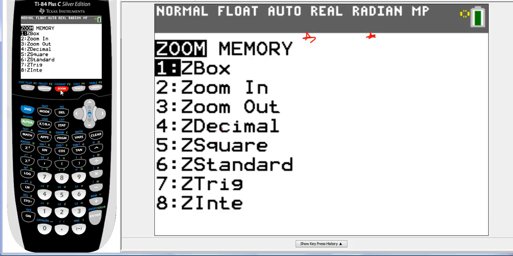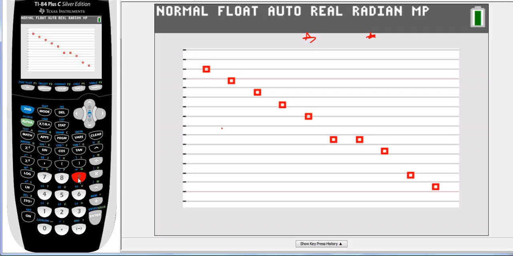Oops, I forgot. Zoom 9, sorry. All right, this does look like it's a linear model. It does look like it's pretty much a straight line. I know there's some weird outlier points in there, but it does look like a straight line. So I will do linear regression.